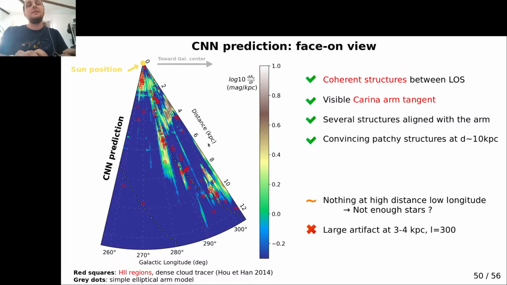And something that is truly not true in this prediction is this large artifact at 3 kiloparsec for high galactic longitude, because it is not observed in other maps, and it is highly unstable between different changes that we can make to the network. So this is clearly a remaining artifact of our approach.